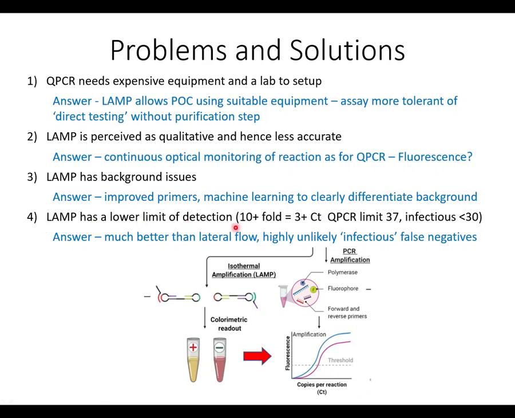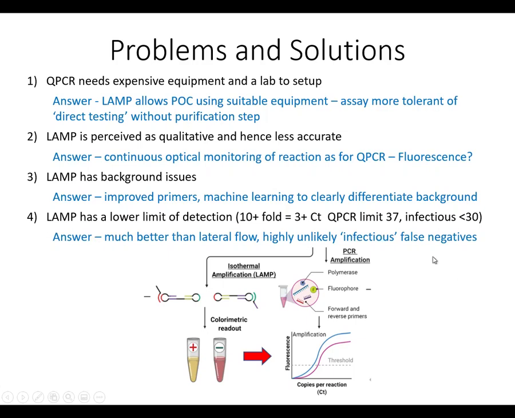LAMP has a lower detection limit. It's generally considered to be around 10-fold less sensitive. That's the equivalent of around 3 CT in the number of copies it takes to detect a reaction in our qPCR. The qPCR limit, as I mentioned previously, is considered to be 37. Now actually there's a lot of evidence suggesting that people who are infectious actually have CT values which are less than 30. So actually, is this a problem?